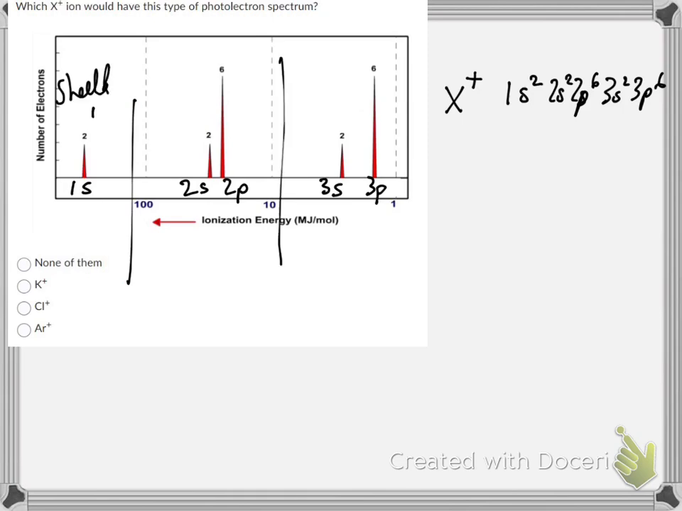So let's review the photoelectron spectrum. This is showing us the shell model, and within each shell we see subshells. The maximum occupancy of the first shell is 2, so it's 1s2. The s's all have a maximum of 2, while p's have 6. Then shell 2 and shell 3. Now, the most straightforward way to identify this ion is to use our total charge, which we know is 1.